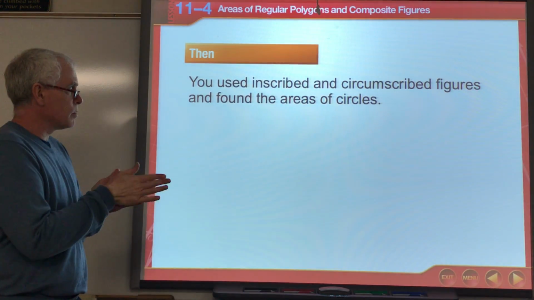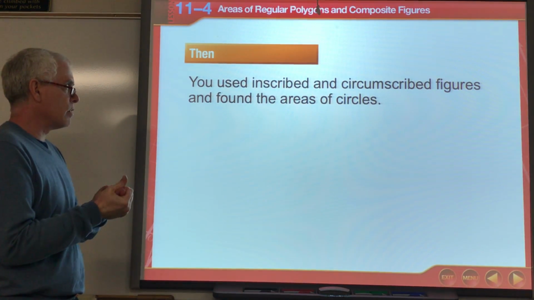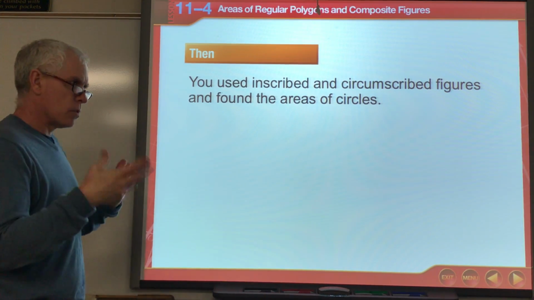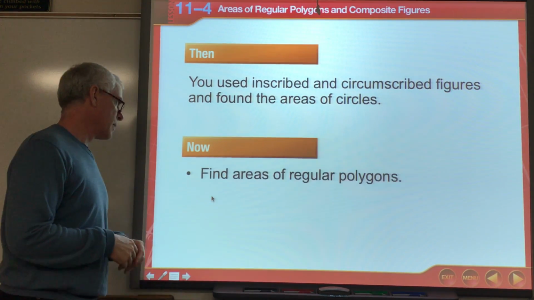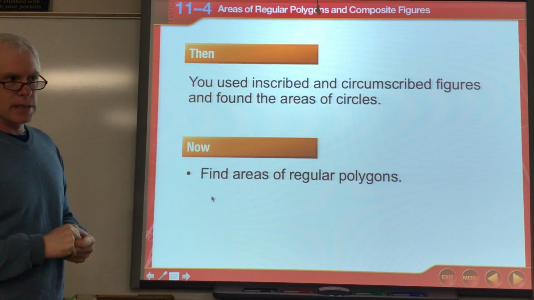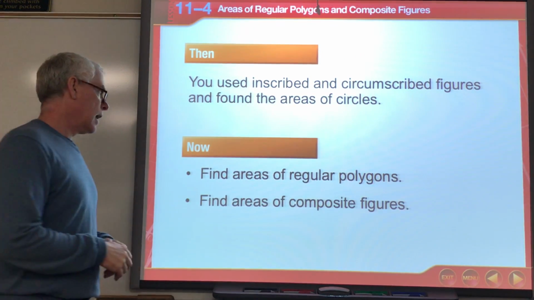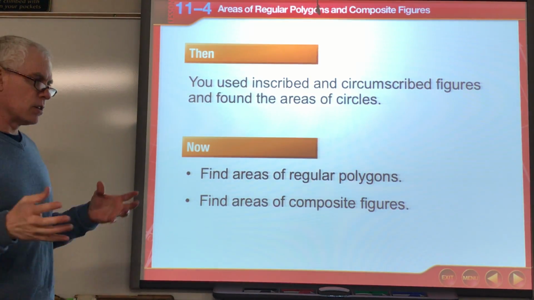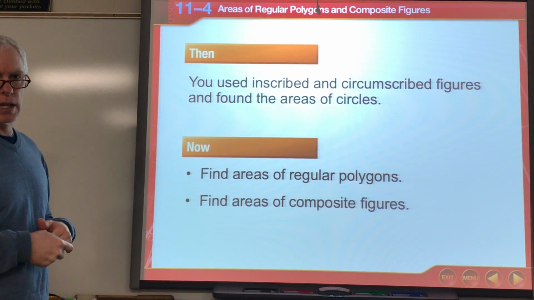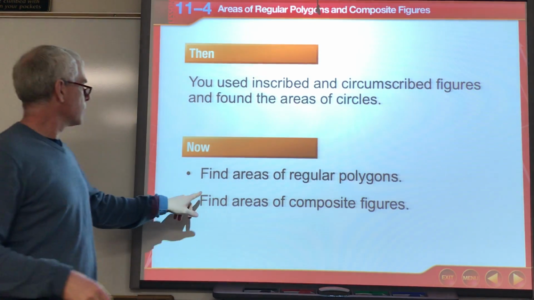So we used inscribed and circumscribed figures and found the areas of circles. So some of those concepts are going to come back again today. Find the areas of regular polygons, regular pentagon, regular hexagon, regular octagon, that kind of thing. And composite figures, so figures where we're combining several of these shapes together and adding up the areas, okay?